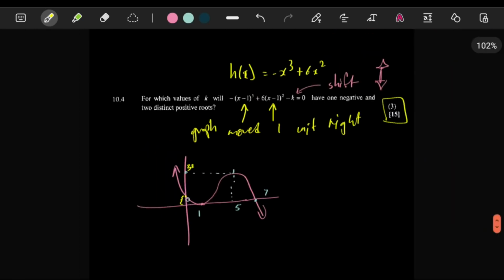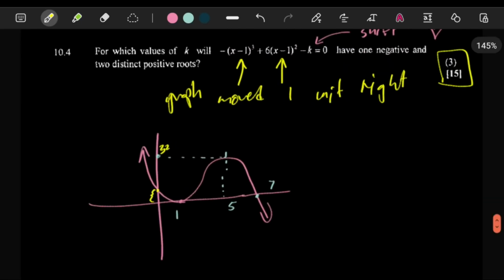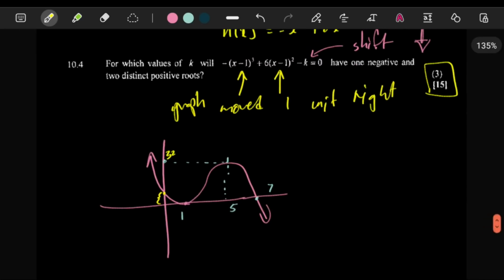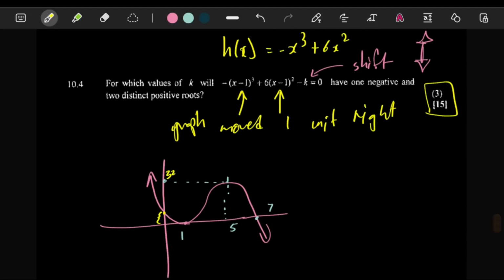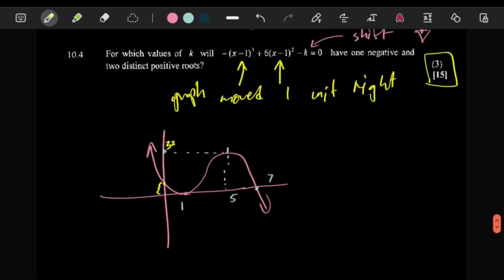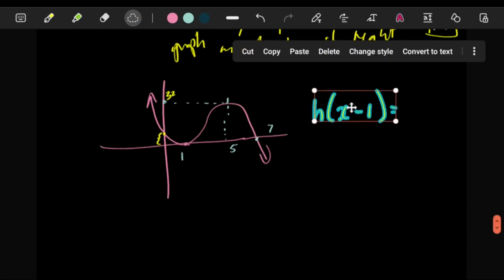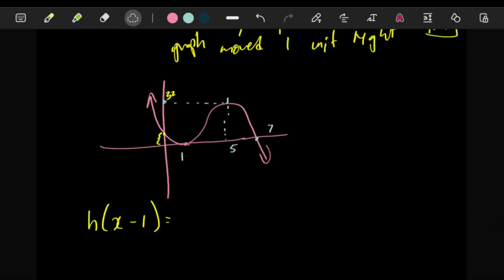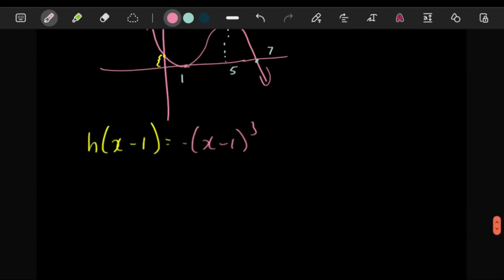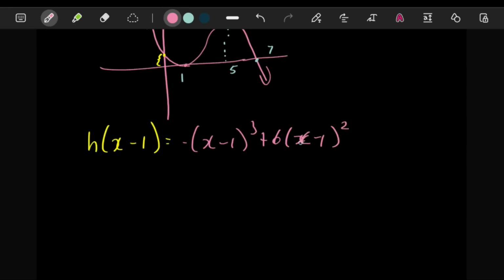Now in terms of getting this y-intercept, it's not going to be too much of an issue, because all you need to remember is that the graph of g was moved 1 unit to the right. So you firstly want to find out what its equation is going to look like. So g moved 1 to the right is going to be, as we said, negative (x minus 1) cubed, and then plus 6(x minus 1) squared. This is if it has just been moved to the right once.